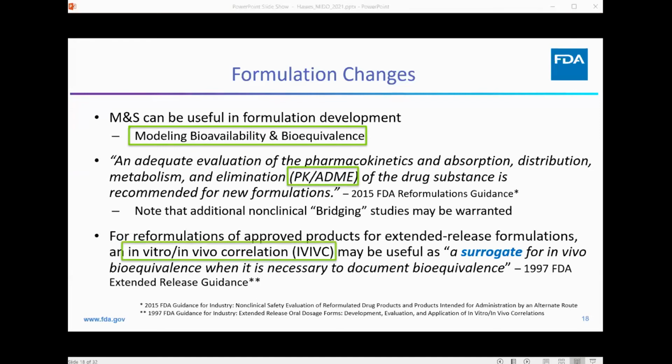For reformulation of approved products for extended release formulations, an in vitro in vivo correlation, IVIVC, may be useful as a surrogate for in vivo bioequivalence when it is necessary to document bioequivalence. And this was described by the FDA extended release guidance. And this could be a significant cost savings for drug development.